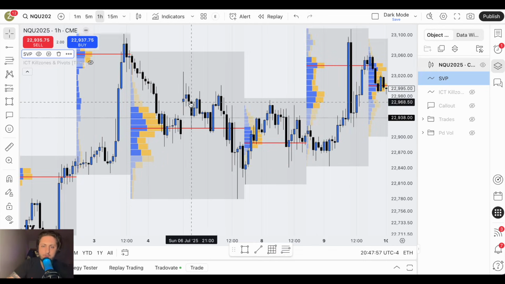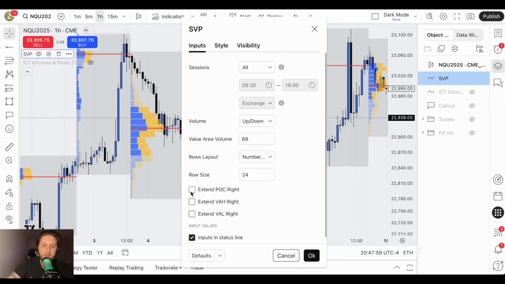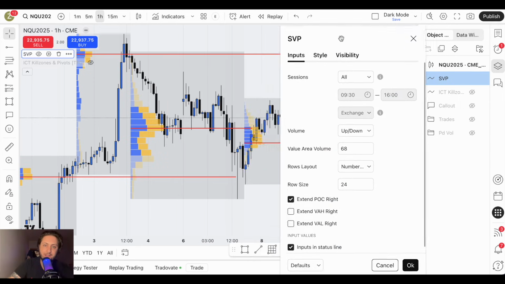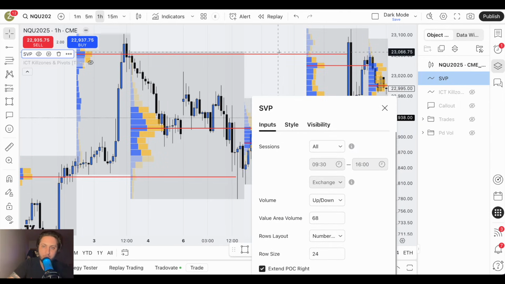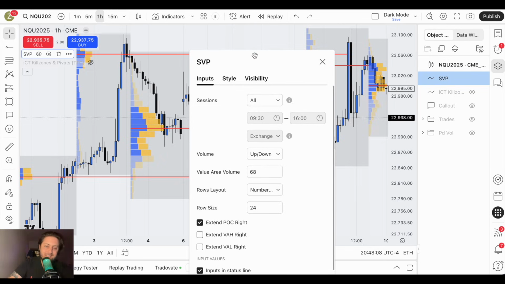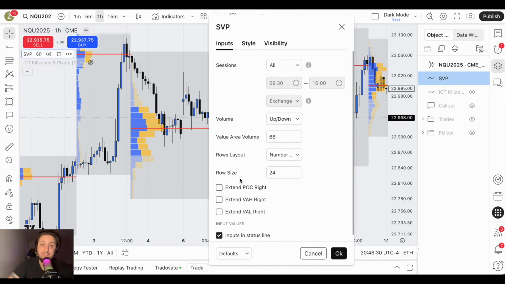So if we scroll down, you have the option to extend your point of control. So like if I click this, see how it extends the point of control to the right? Again, I just don't really see the need in it because I'm not looking at my charts with these profiles on all day, right? As you guys know, I just mark the levels with a horizontal ray, and then I get rid of the profile. I like to have the cleanest chart possible, and looking at the profile all day while you're trying to trade, it's a bit messy for me. So that's why I just don't have any need to extend the point of control.